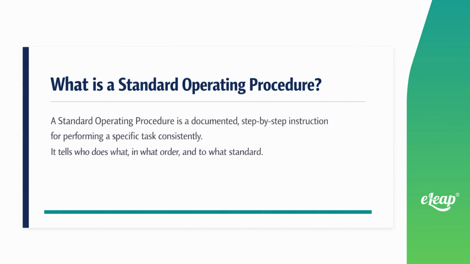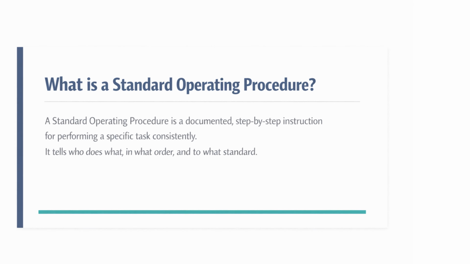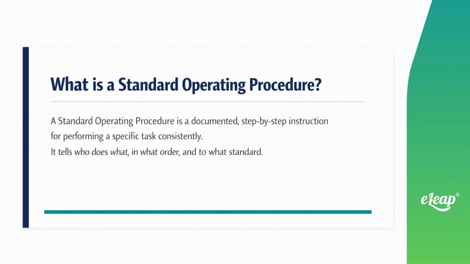A standard operating procedure, or SOP, is a documented step-by-step instruction for performing a specific task consistently. It tells who does what, in what order, and to what standard. The word standard is doing a lot of work here. The entire point of an SOP is that every person who performs the task does it the same way, every time.